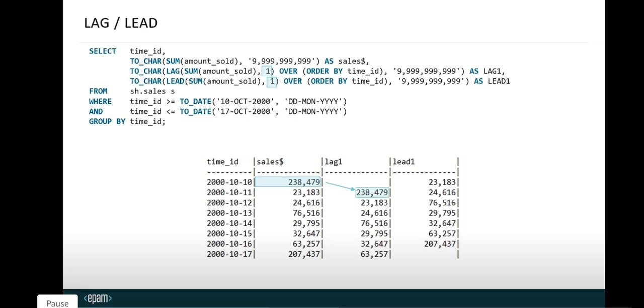So for the first row, the lag function returns null, because the value for the previous day is unknown to us. October the 10th is the first row of the dataset. But for October the 11th, the lag function returns the sales value for October the 10th. For October the 12th, it returns the sales value for October the 11th, and so on. The lead function works in a similar way. For October the 10th, we get the sales amount for October the 11th. For October the 11th, we get the sales amount for October the 12th, and so on. For the last row, we get the null value.